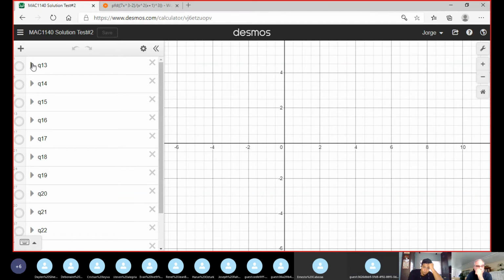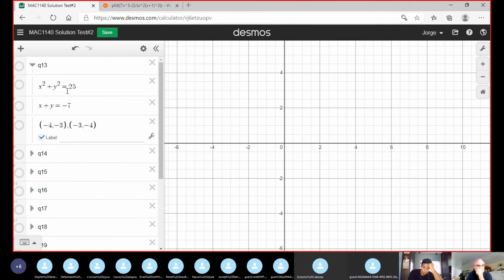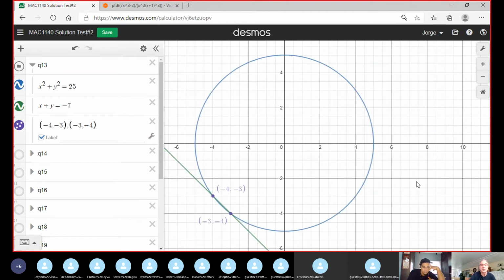Look at the equation I copy. X squared plus y squared equals 25. X plus y equals -7. I copy the point, guys. Suppose the solution, I graph that.